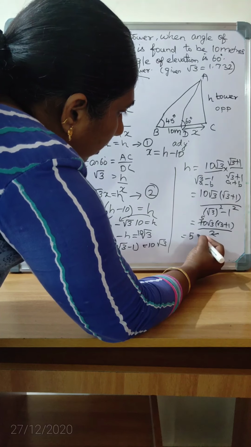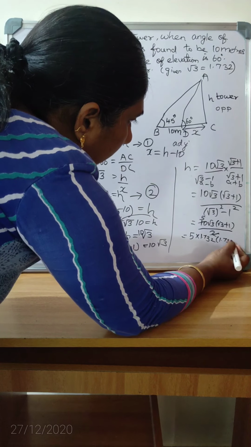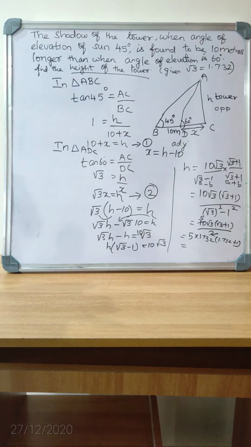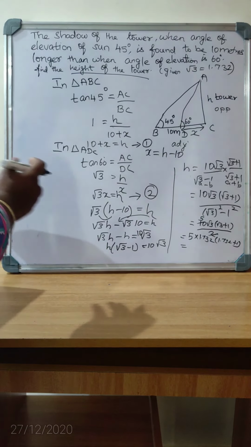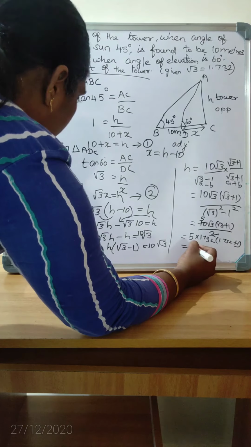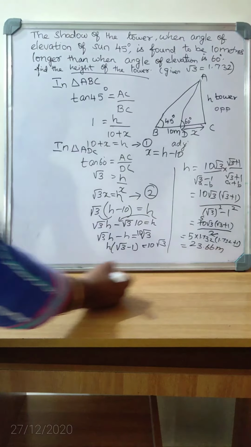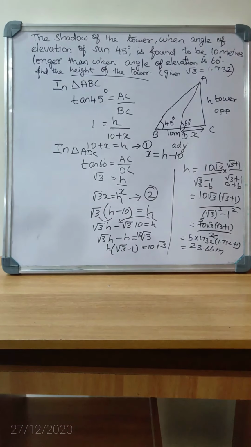So 5 into 1.732 plus 1. So that equals, you can do the calculation, so we will get 23.66 meters. So the height of the tower is 23.66 meters.